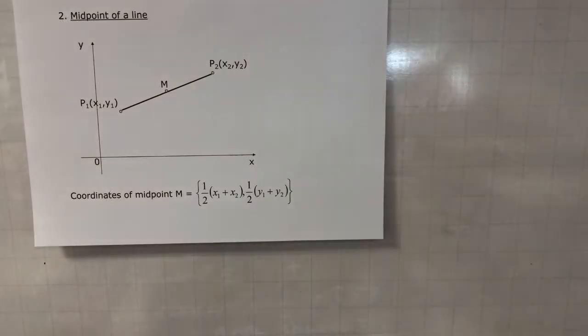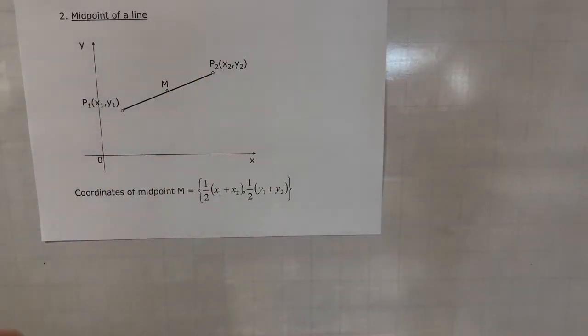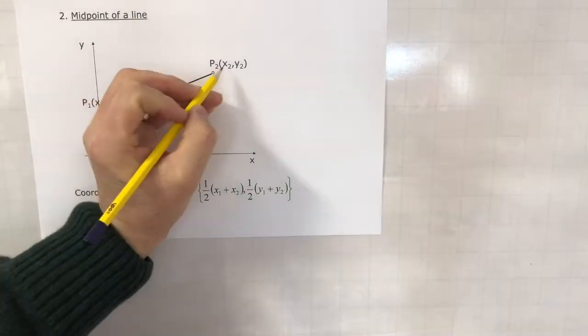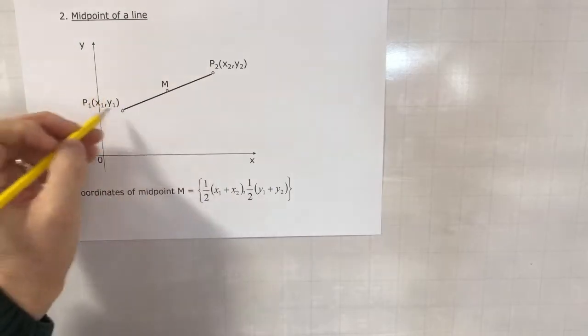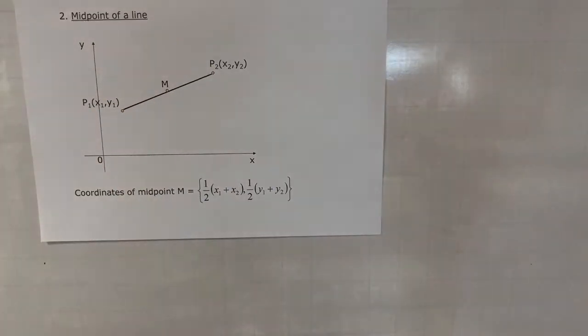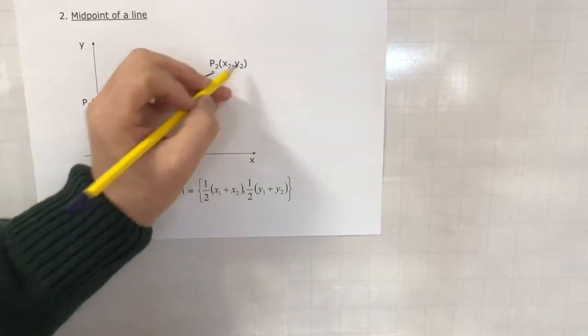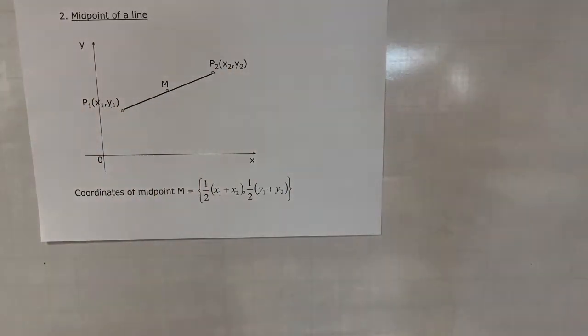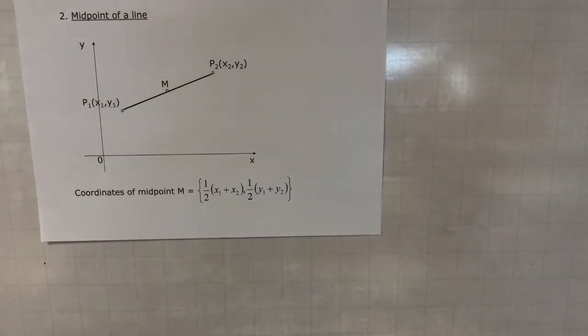Secondly, to work out the midpoint of a line, if you know the two end coordinates, the easiest way to do it is add the x coordinates together and then halve them, i.e. the average of the x coordinates will give you the x coordinate in the middle, and likewise for the y coordinates. Add the y coordinates together, divide by 2, the average of the two y coordinates would also give you the middle point for the y value.